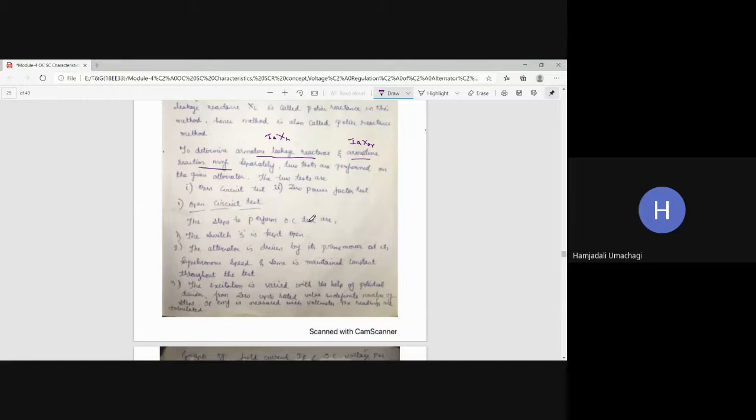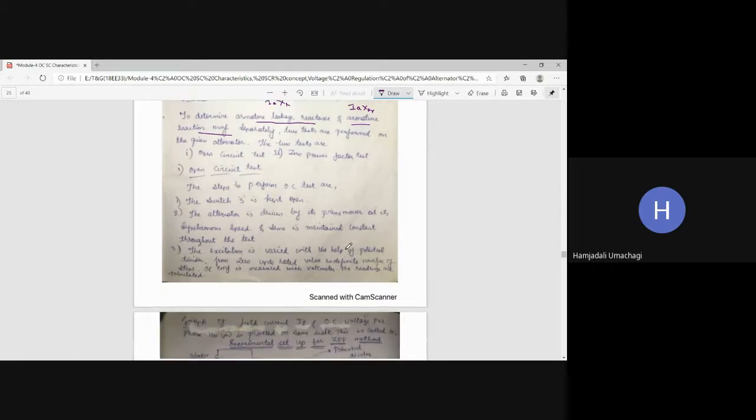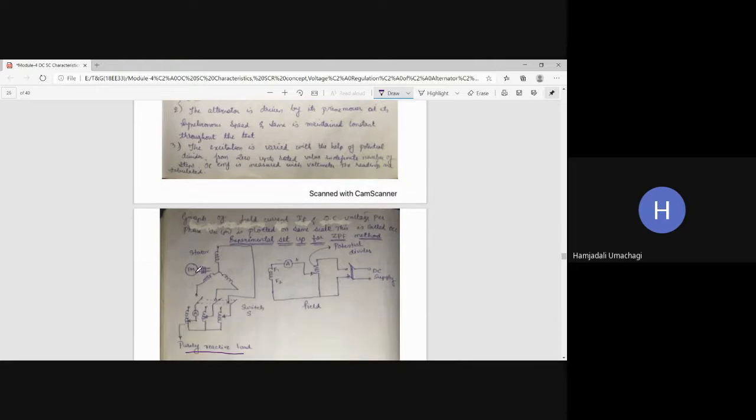The steps for the open circuit test are: first one, as the name suggests, it is the open circuit test, so should the switch be kept open or closed? The switch should be kept open. So here the switch S is kept open. The alternator is driven by its prime mover. Alternator input is mechanical, and that mechanical input will be received from the prime mover. So this is the prime mover which gives mechanical input to the alternator.